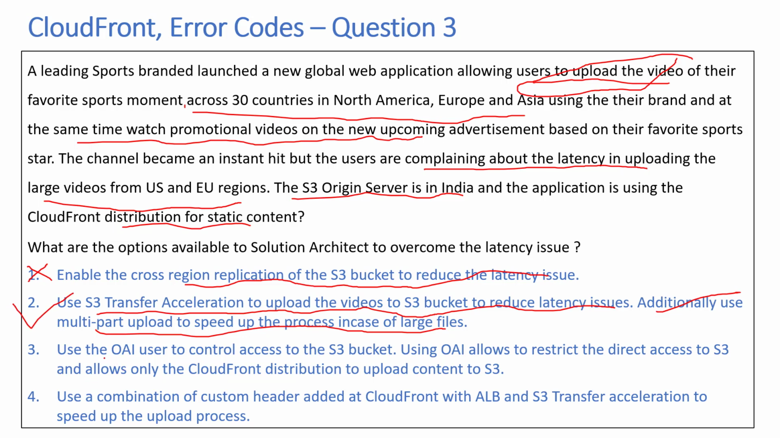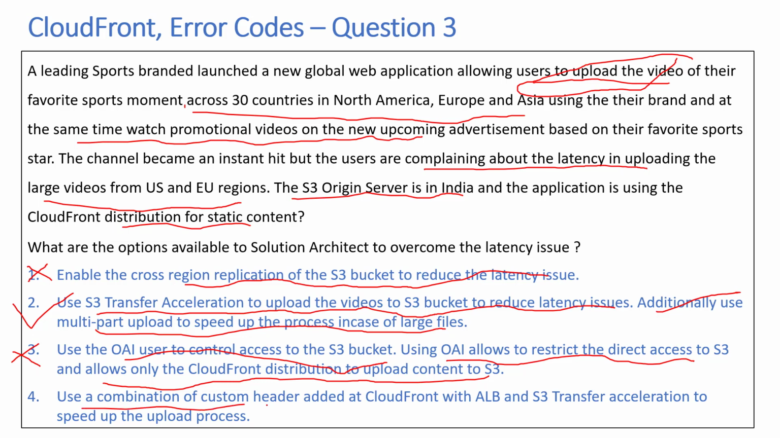Now let's look at the third option. Use origin access identity to control access to the S3 buckets. Using OAI allows you to restrict direct access to S3 and allows only the CloudFront distribution to upload the content to S3. Yeah, that's correct. What the statement says is correct, but that's not what we are looking for. We are looking to reduce the latency in the upload process. So this doesn't seem to be the correct option based on the requirement.